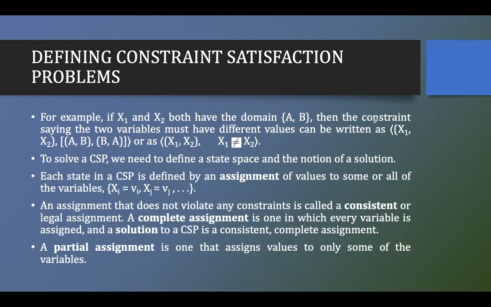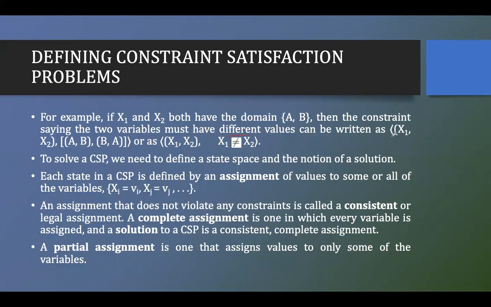Now what is the constraint? Constraint here is, if we have two variables, then at a time both the variables should have different values. It means if we take x1 as a, then for x2 we have to take b. We don't have any option. If x1 is taking b, then x2 will take a. We don't have any option, because the constraint says that these two variables must have different values.